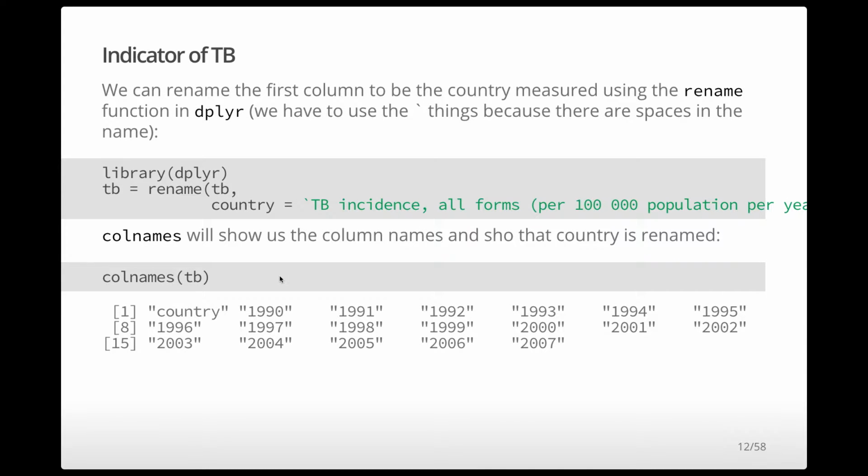All right. So there's a lot of ways you can change that first column name. You could say column names, parentheses with a bracket, number 1 equals country, but that's not in a dplyr kind of framework. So here we say rename TB country equals this long thing.